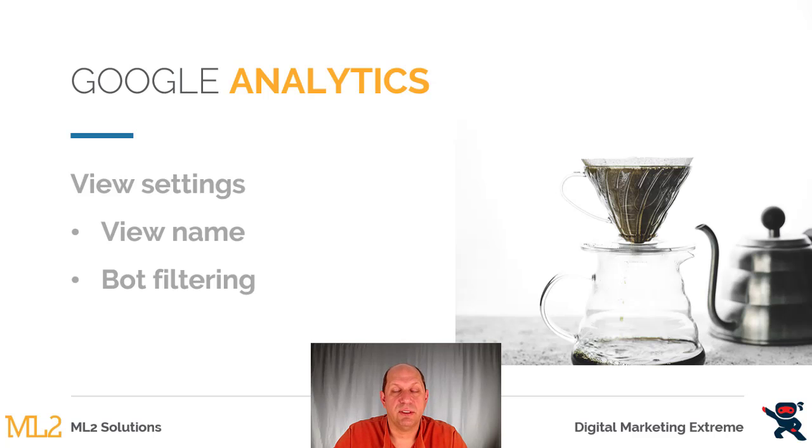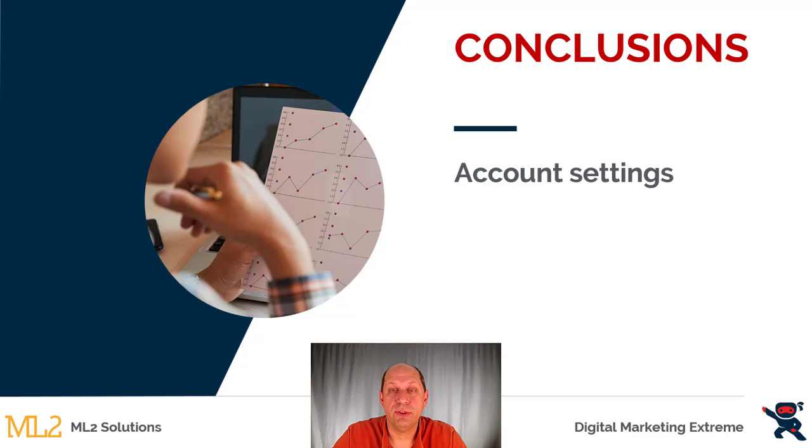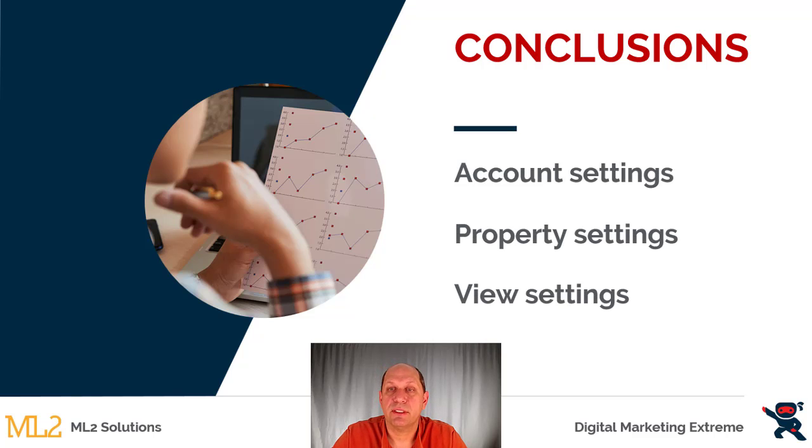Finally, there's something in your Google Analytics account called the view settings. Some of this is very simple, like what the view is named, but it also affects how you see information. There are some settings you'll maybe want to go through, like filtering out bots when they come to your site, and other things.